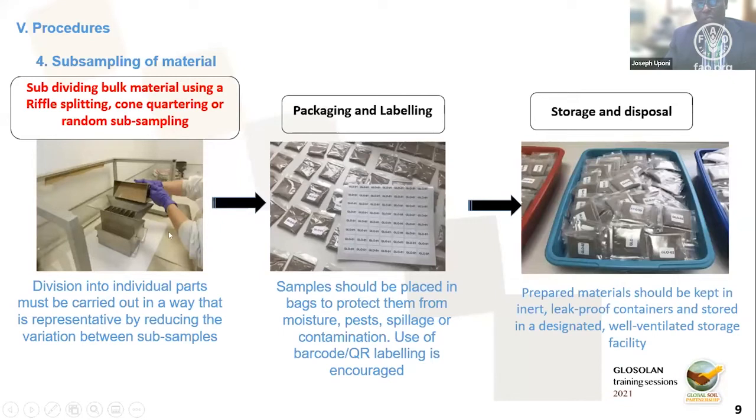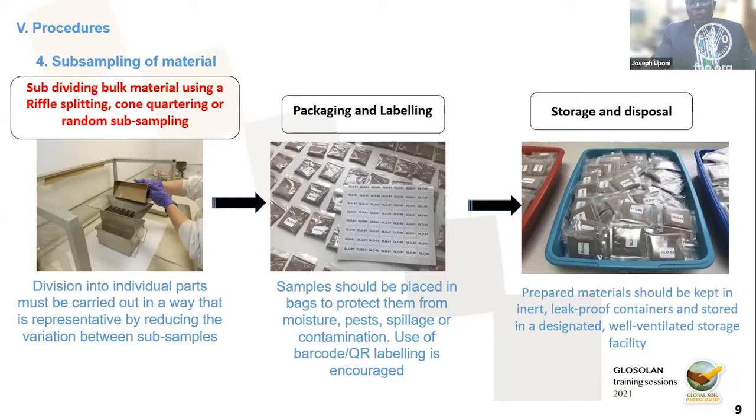Now, once you have gotten the samples, it's important that they should be properly packaged and labeled. Labeling is very important. Once you miss the label of the sample, you are going to get wrong results and you are going to make wrong interpretations. The type of label that you use should be such that it protects the sample from moisture, from pests, and from spillages. The use of barcode labels or QR labels is encouraged. That's the direction we should all go to.